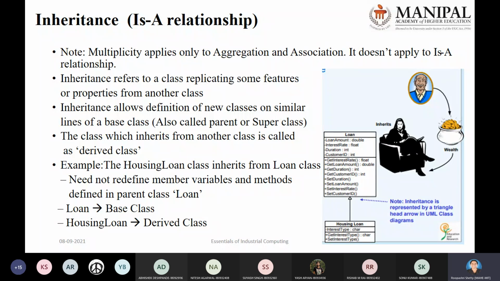Next, to continue with the relationships, let us study each of them in detail. We have an important one called inheritance. You have a class called loan class, and in the loan class you have loan number.